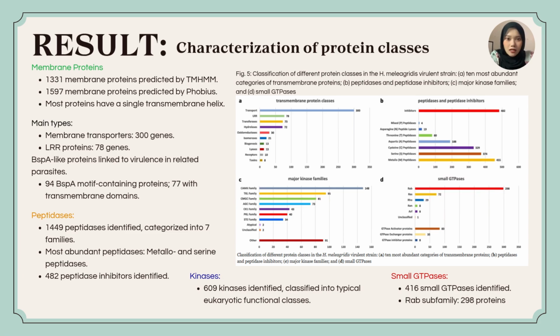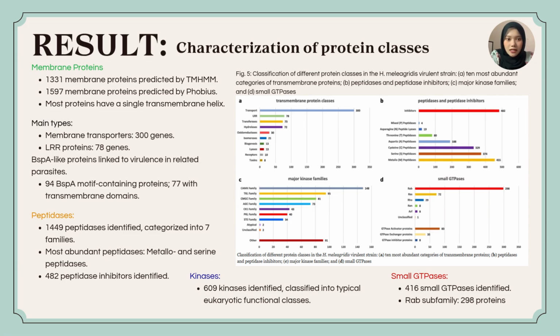Characterization of protein classes. In Figure A, membrane proteins were predicted using TMHMM and Phobius, identifying 1,331 and 1,597 membrane proteins, respectively. Most proteins had a single transmembrane helix. The main types of membrane proteins are membrane transporters and LRR proteins. A subset of LRR proteins is linked to virulence in related parasites. Hence, 94 BSPA motif containing proteins were found, of which 77 had transmembrane domains.